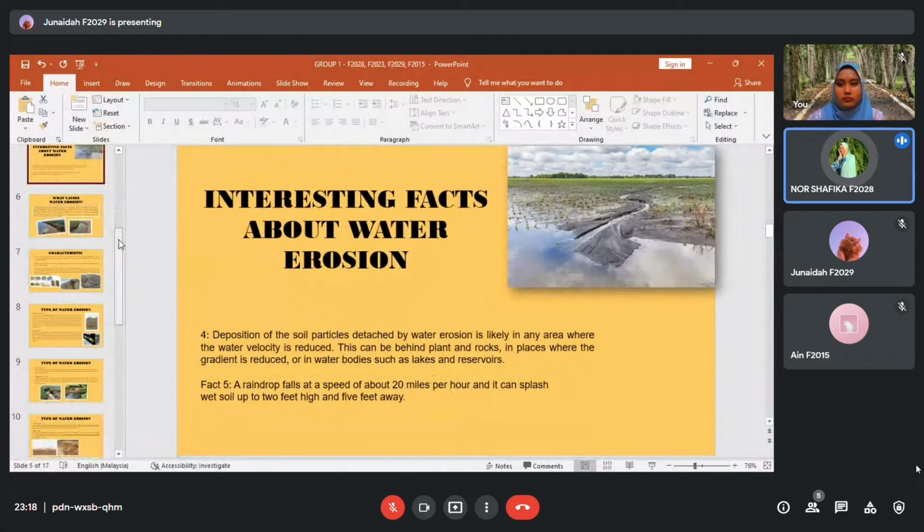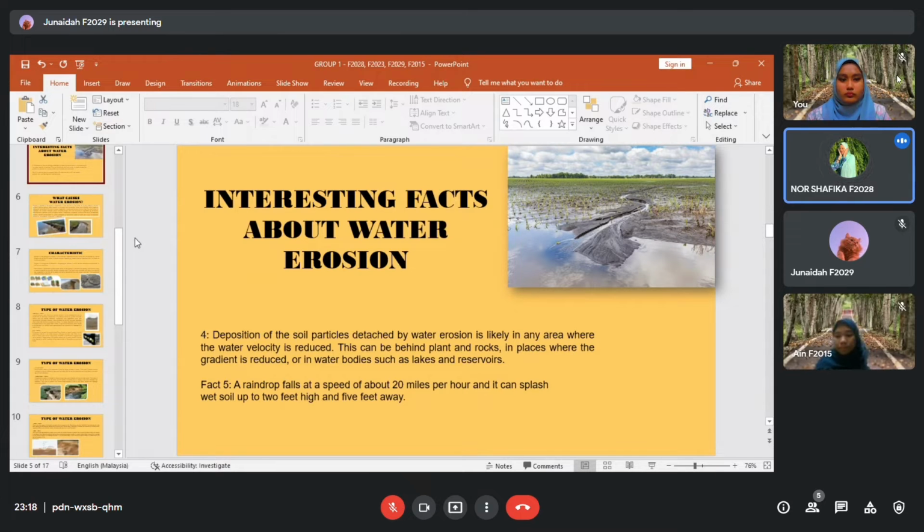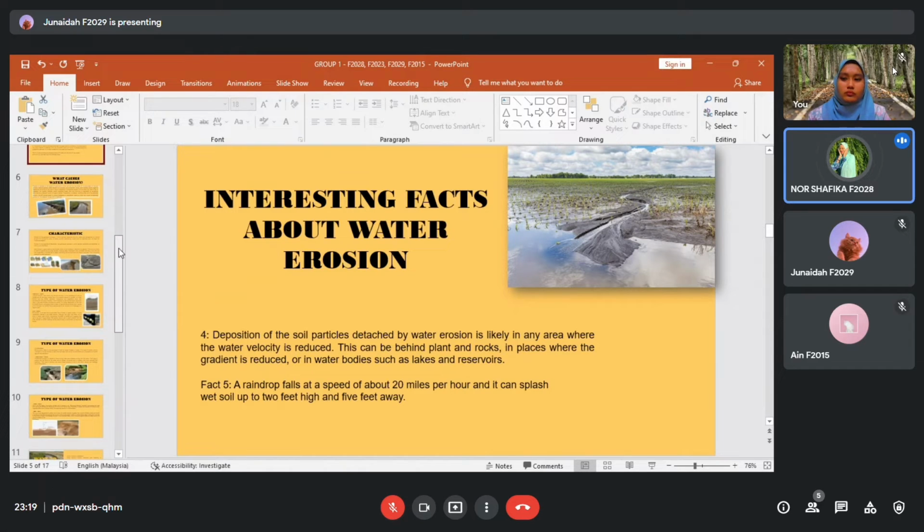Interaction phase about the water erosion. Four: deformation of the soil particles detected by the water erosion. This can be a place on the road, or in a water body such as lakes and recreation areas. A first run drops at a speed of about 2 millimeters per hour and then can flush away the soil.